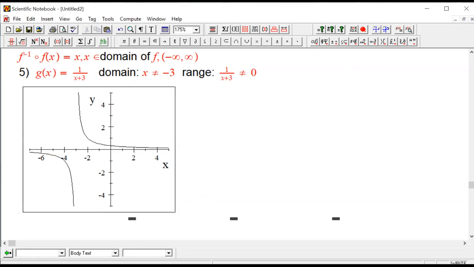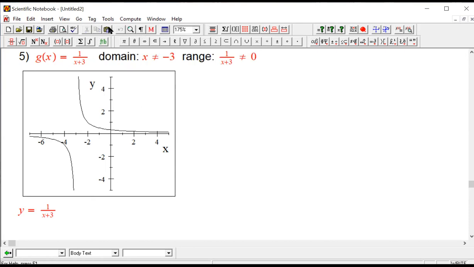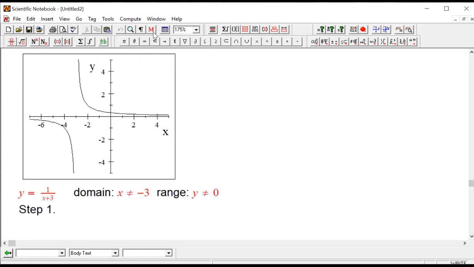Okay, so without further ado, domain and range are set, right? We start with y equals 1 over x plus 3. Domain is such. For convenience, y is 1 over x plus 3. So we're going to write that y is not equal to 0. Step one: swap. Swapping x with y.